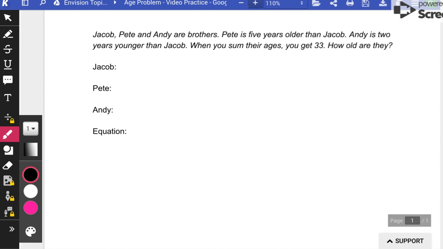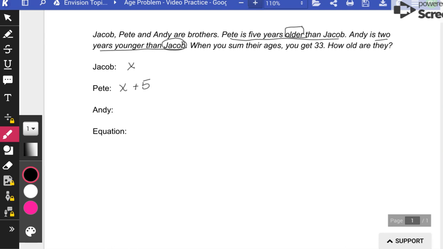Again, we want to figure out who we know least about and then write the others in terms of that one. We know that Pete is 5 years older than Jacob. Andy is 2 years younger than Jacob. So that means that Jacob, we don't know. Everything is relating back to Jacob. So Jacob is going to be our X. Pete is 5 years older. Older means addition. So we're going to have Pete is Jacob's age plus 5 years.